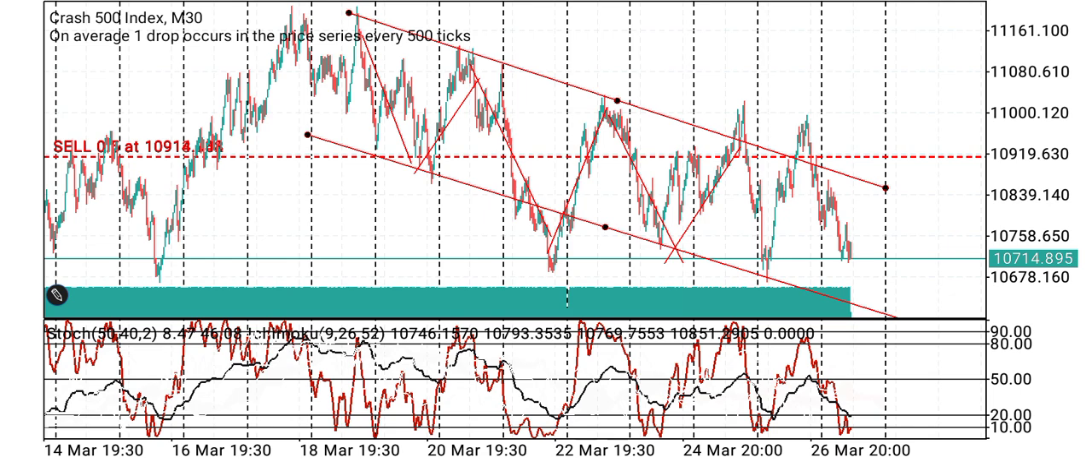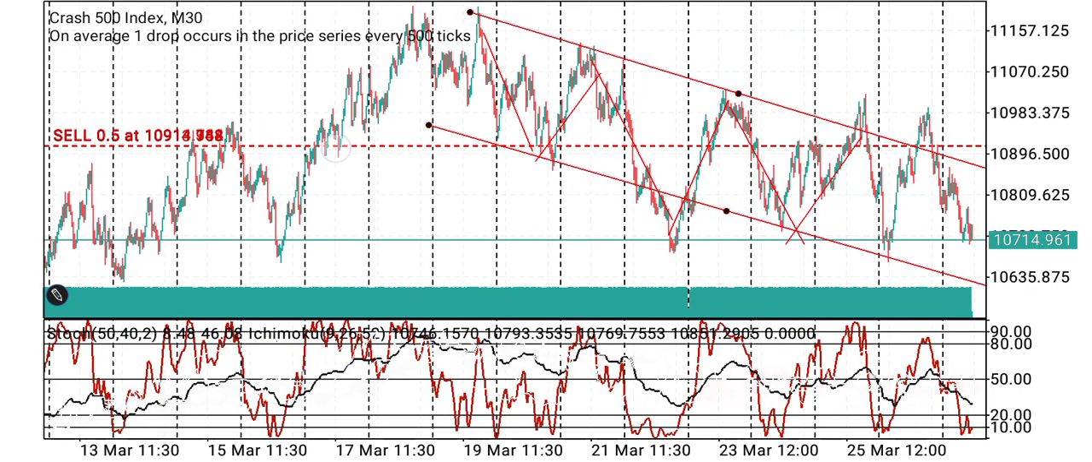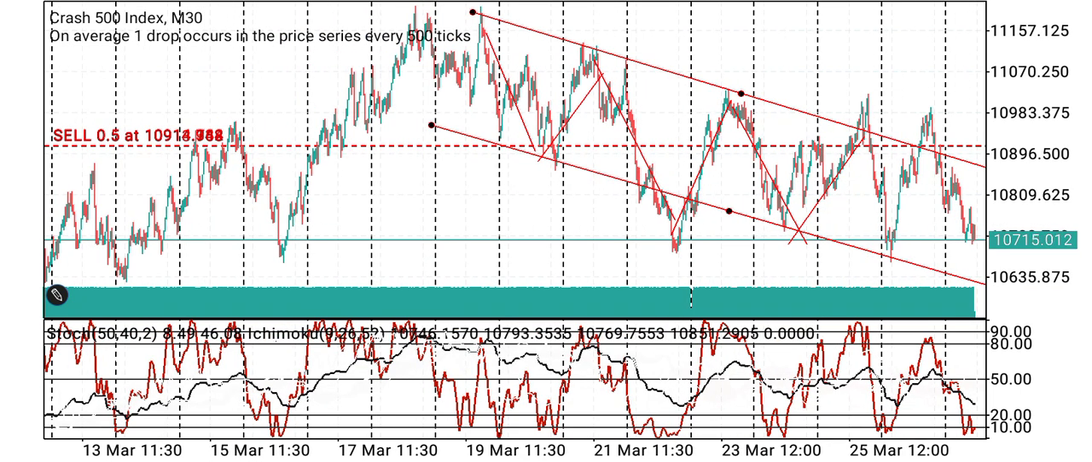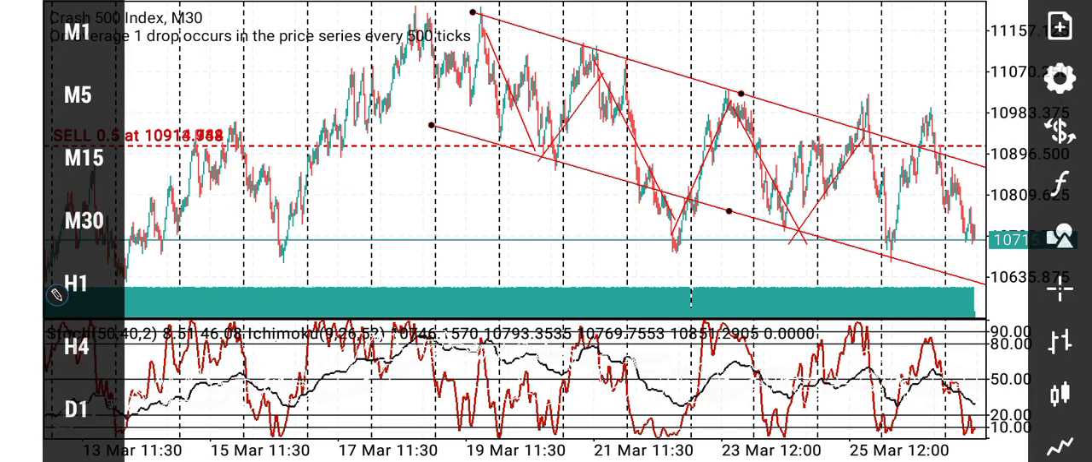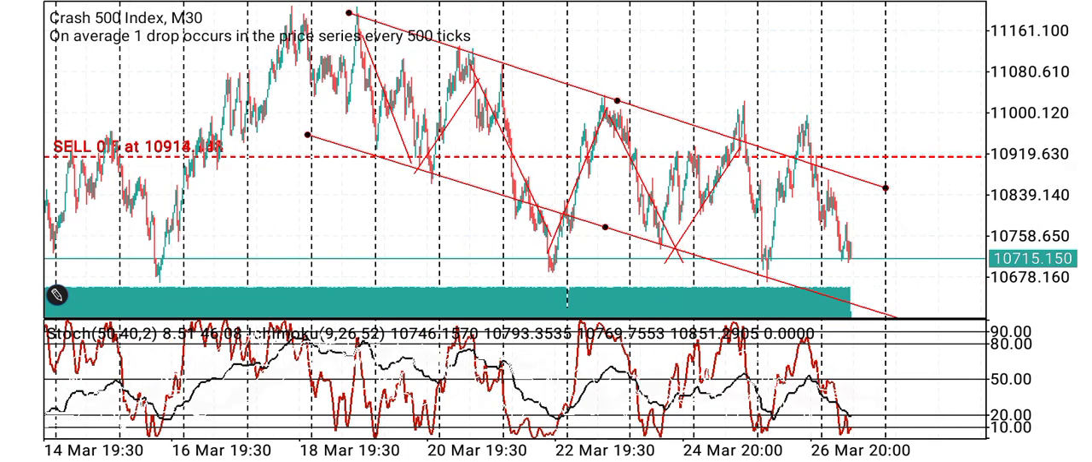Now let's get to know how to set this. What I'm using is the stochastic and then the Ichimoku. I love it so much. It has been helping me in both the volatility and then the crash and boom, this is crash 500.